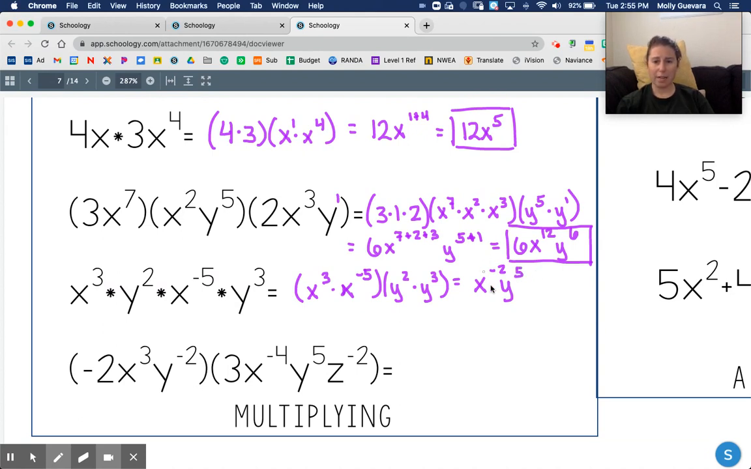However, I cannot have a negative exponent. So I need to put this over 1, and then this x needs to come down. So my y to the fifth is going to stay on top, and then x squared goes to the bottom, and the 2 becomes positive.